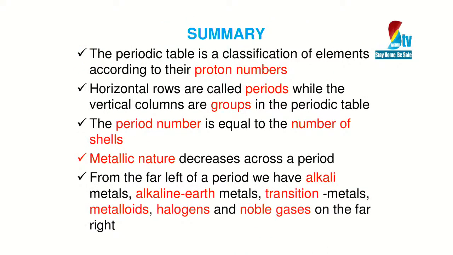In summary, dear learner, we are saying the periodic table is a classification of elements according to their proton numbers. Horizontal rows are called periods, and the vertical columns are referred to as the groups. The period number is equal to the number of shells. The metallic nature decreases across a period, meaning the more you move to the right, the more non-metallic they become. And lastly, from the far left of a period, we have alkali metals, followed by alkaline earth metals, followed by transition metals, followed by metalloids, then halogens, and lastly, we have noble gases on the far right.